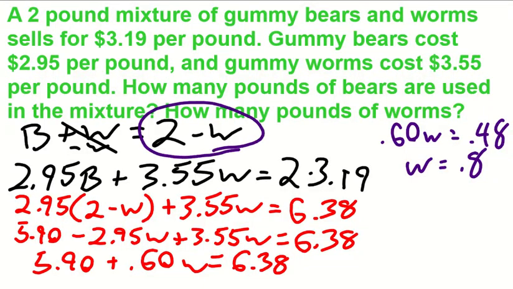We just used that equation right there. 2 minus 0.8 means for the bears, 1.2 pounds of the bears.